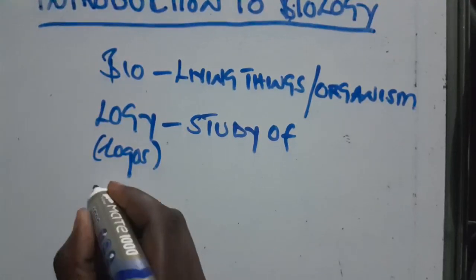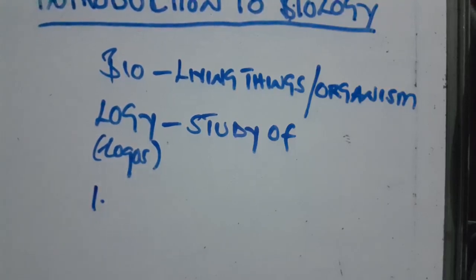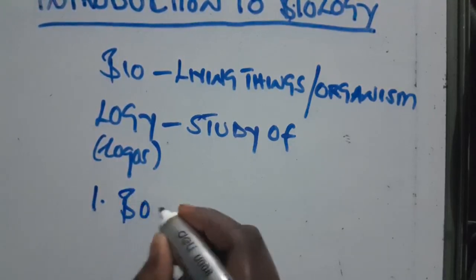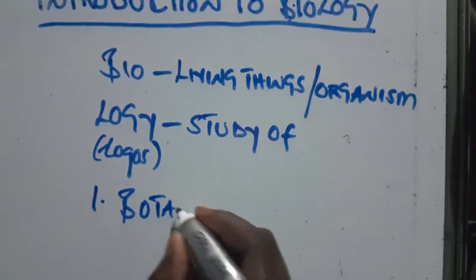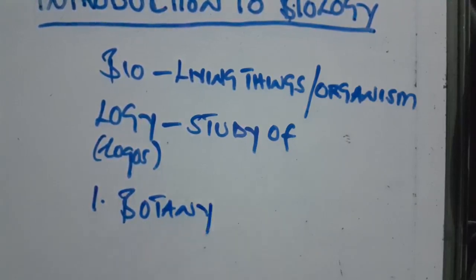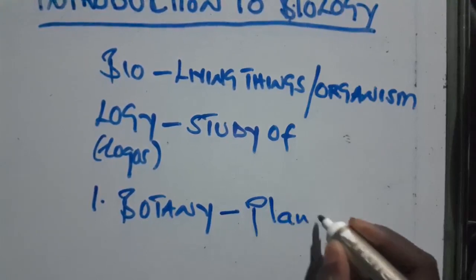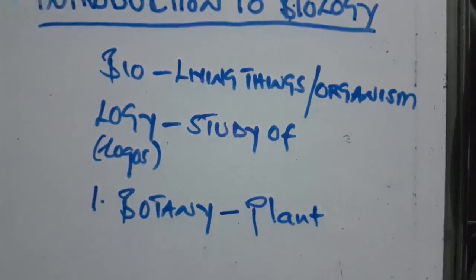So we are saying that the two branches of biology are, number one, the branch called botany. This botany means plants. It is a branch of biology which studies plants.